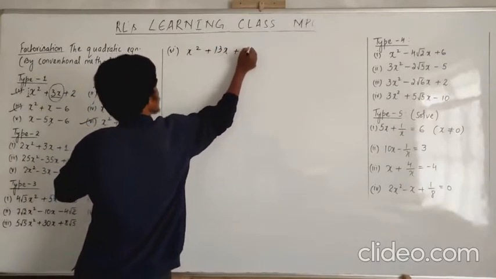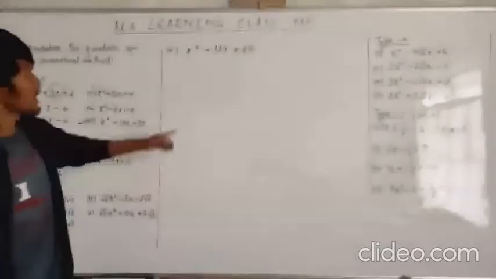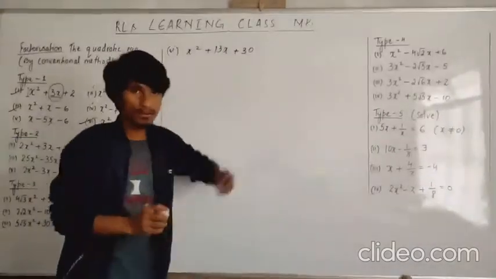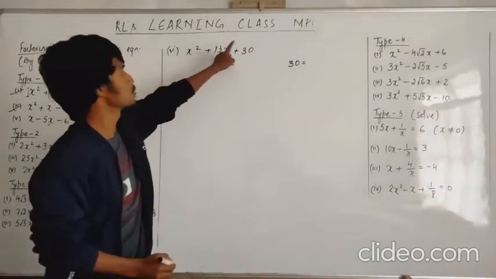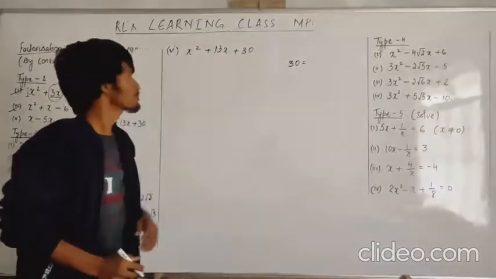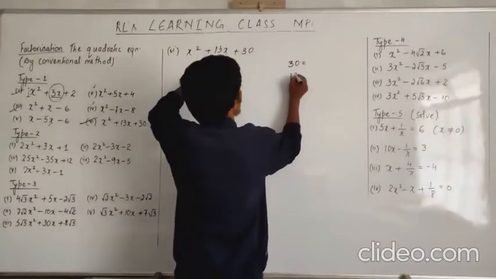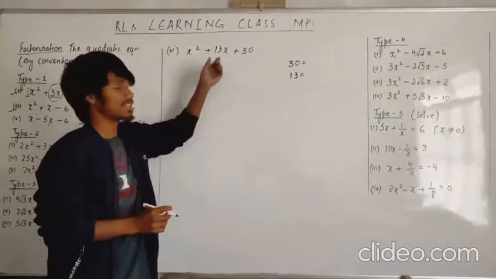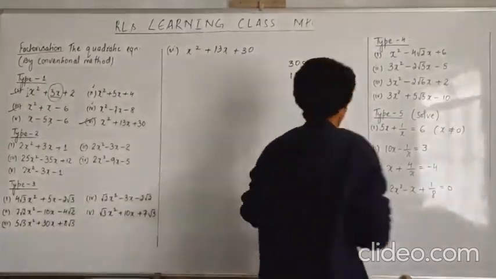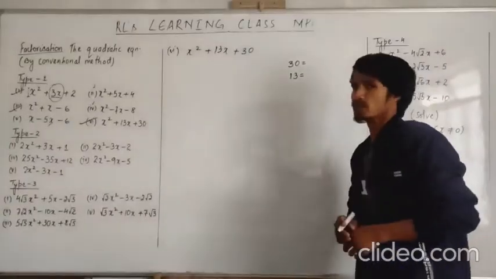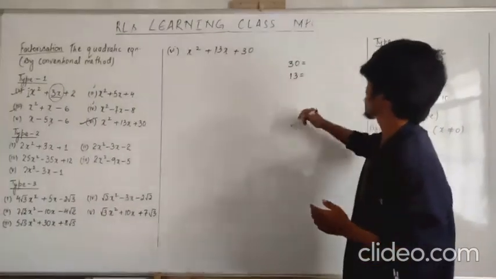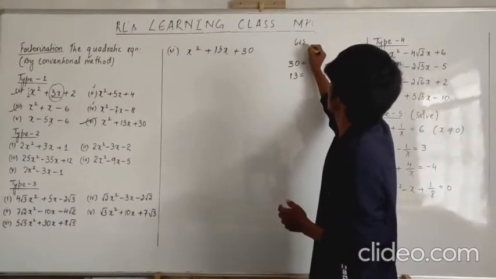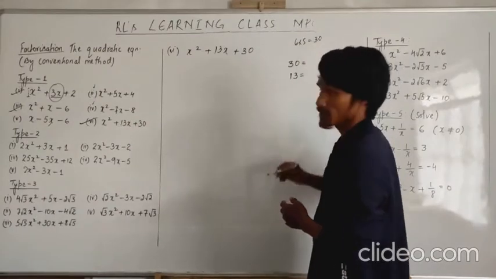13x plus 30. Now again here 1 is there and 1 into 30 will be 30. Okay, I put here 30 because 1 into 30 is equal to 30. Then here is 13, then I put here 13. Because I told you these are the product and these are the addition or subtraction. Okay. Now, which numbers will multiply to get 30? 6 into 5 is equal to 30.